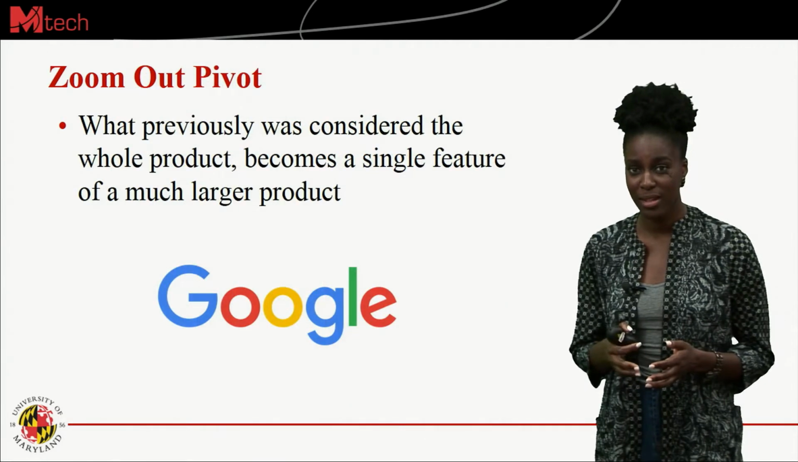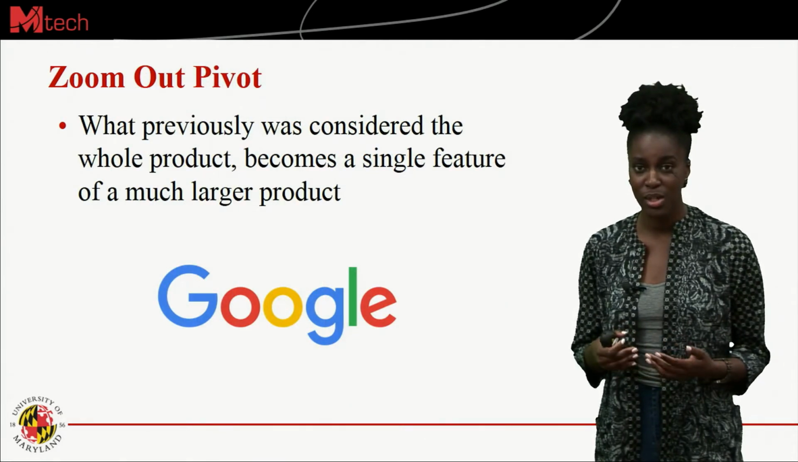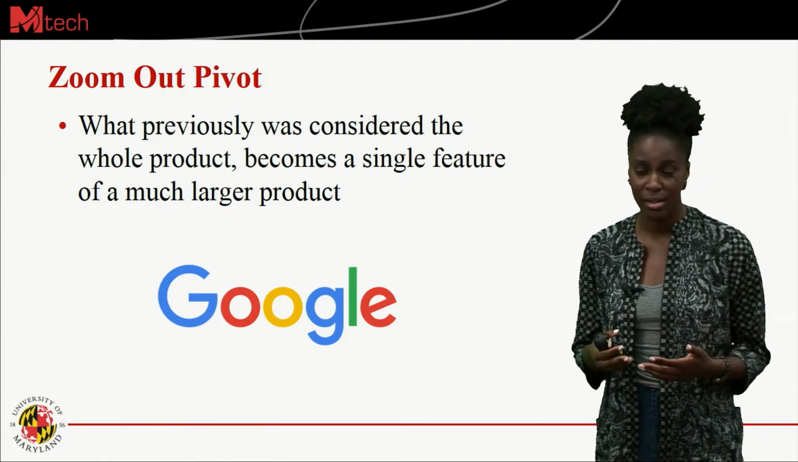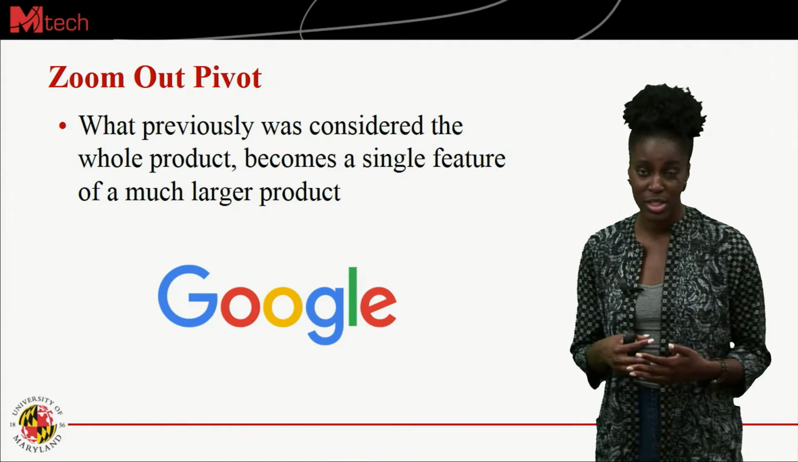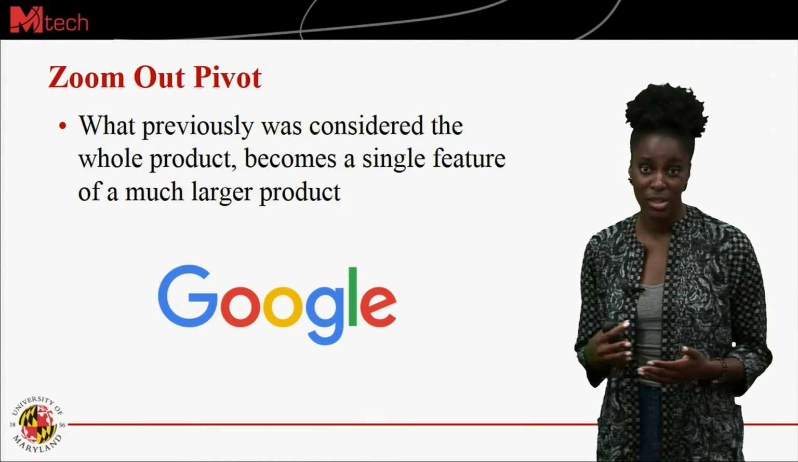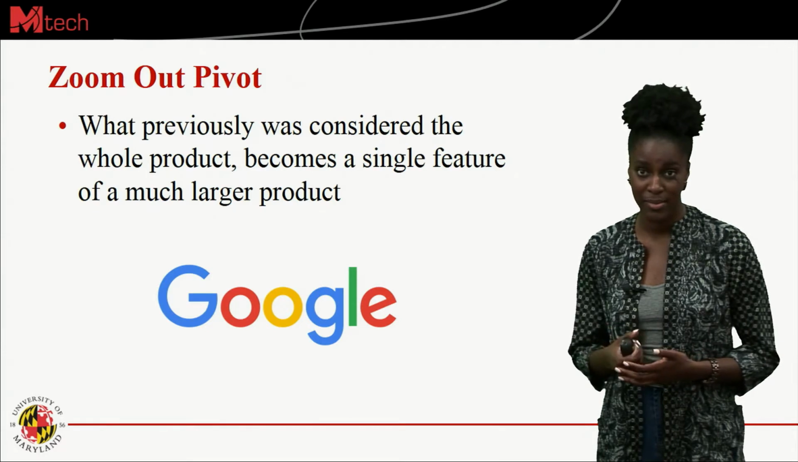Now, a zoom-out pivot is the opposite. It's when you look at your product, you see you only have a small subset of features, and you build on that. Google did that. They started with search, and now they've expanded to an ecosystem of services available to all their users online.